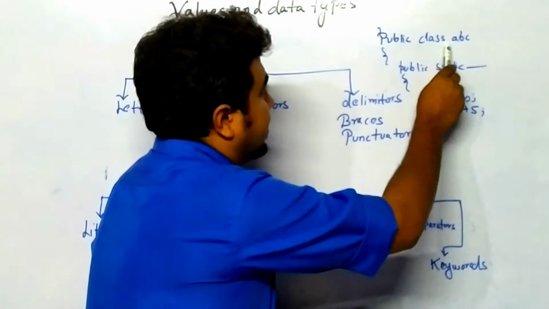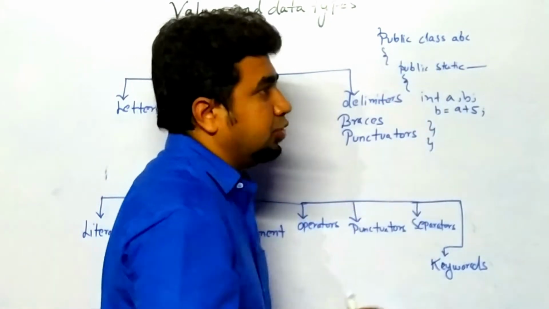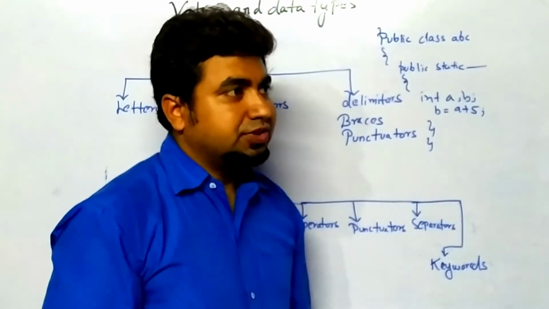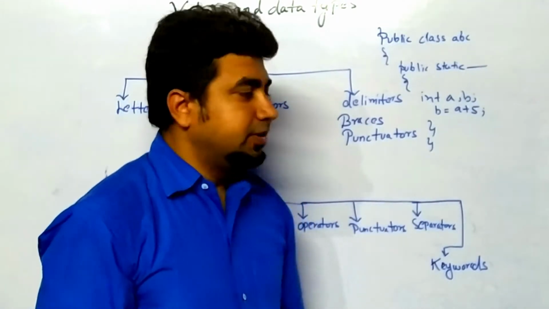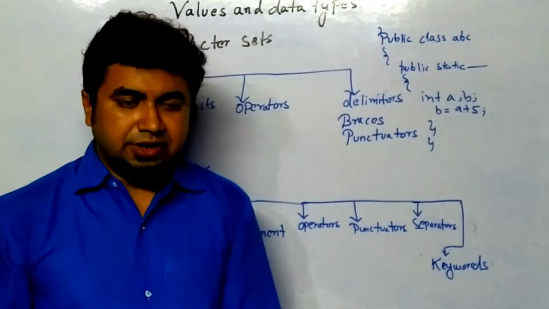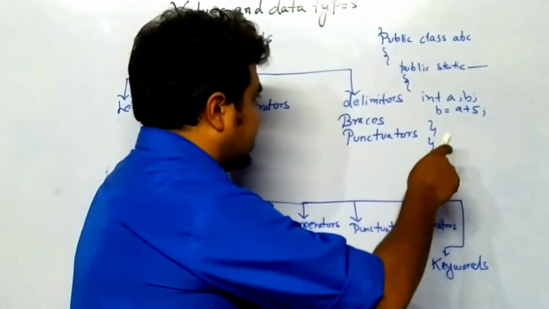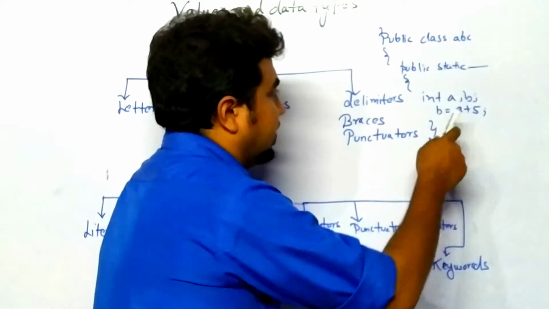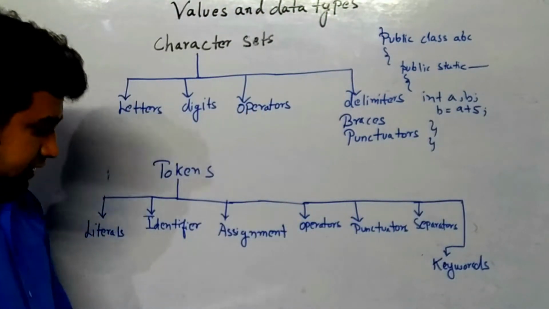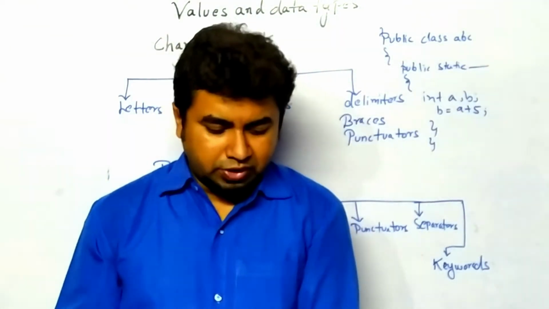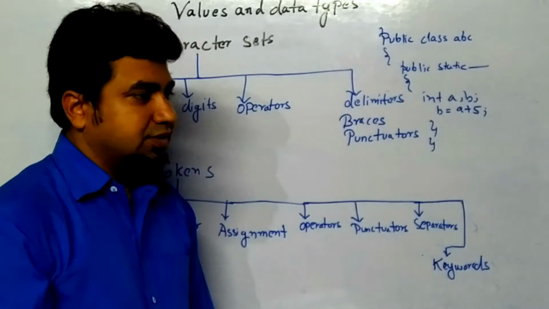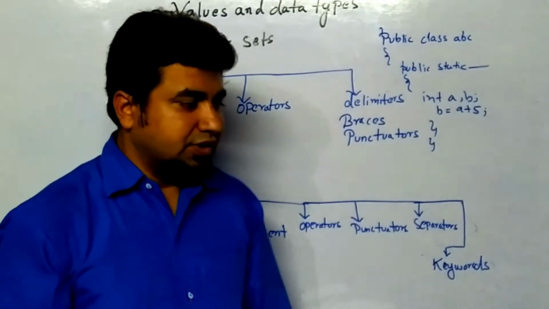These public, class are known as keywords. These braces are known as delimiters. This is also a component. This int is also one type of component, and this is known as a data type. And plus is an operator. So you can see clearly that a program is a combination of many components, which I will be discussing later.